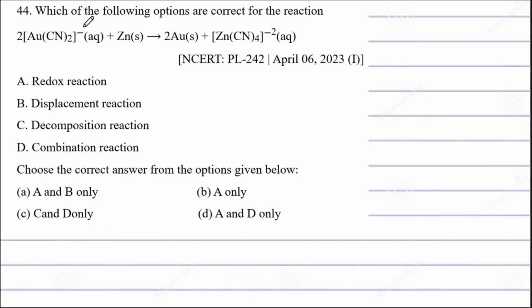The next question is: which of the following options are correct for the reaction? 2Au(CN)2⁻ plus Zn gives 2Au plus Zn(CN)4²⁻.